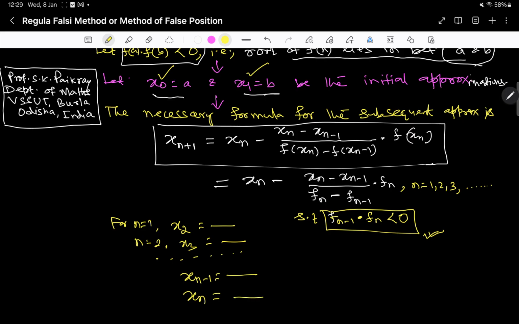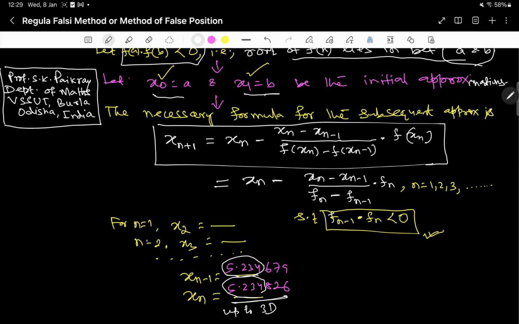The thing is that these should be close enough. Suppose my x(n-1) is 5.234679 and my xn is 5.234826. Now it is correct up to 3 decimal places; you see, it coincides up to these 3 decimal places. These are very close, so we'll stop here. This is up to 3 decimal places. So this is the idea.